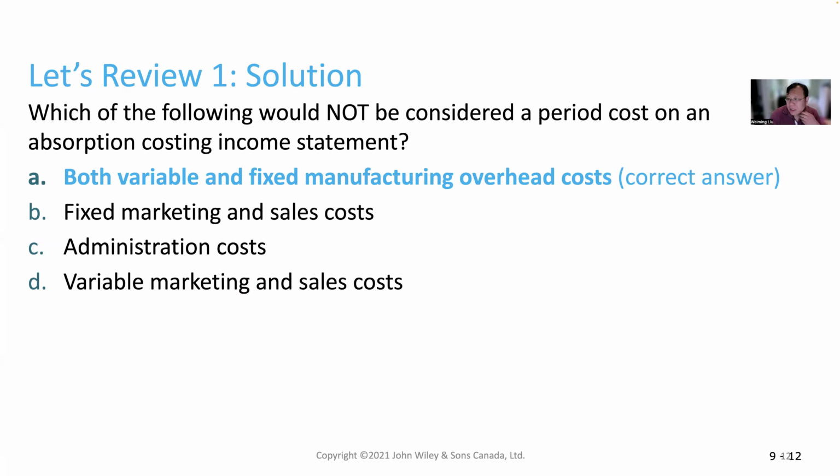And fixed marketing and sales cost, this is a period cost under absorption costing. The fixed cost, fixed marketing, fixed period cost. The admin cost, this is a period cost. Variable marketing and sales cost, this is a period cost under absorption costing.